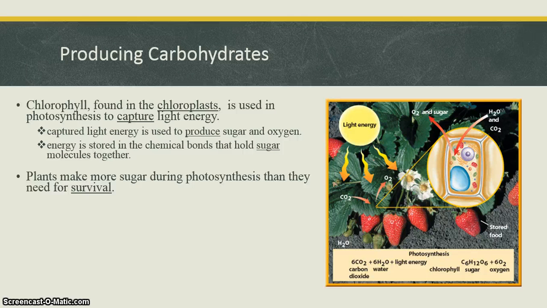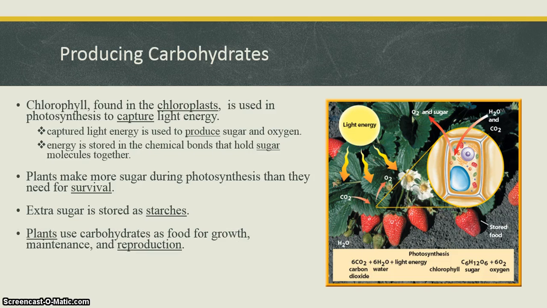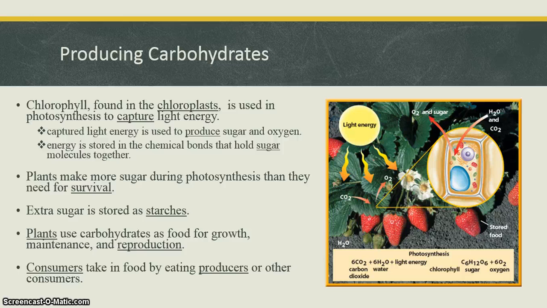So the key here is that plants make more sugar during photosynthesis than they actually need for survival. So they store it. And the way they store it is they store it as starches. Okay, plants use carbohydrates, these starches, as food for growth, maintenance, and reproduction. If you've ever eaten a strawberry or a potato, the sugars that you're eating, that is the stored sugar. So the consumer, like us humans, we take in food by eating producers or eating other consumers.